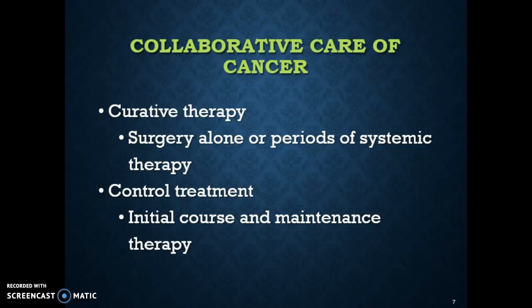Control treatment, usually there's going to be an initial course and maintenance therapy. So in other words, they may get chemotherapy or radiation for an initial course and see how they respond. And then they may be set up on a maintenance of a repeat of that at periodic intervals over a period of time to try to maintain the gains that they've got from the treatment and keep the cancer from continual growth that gets larger and larger. So they'll be on a maintenance type treatment.